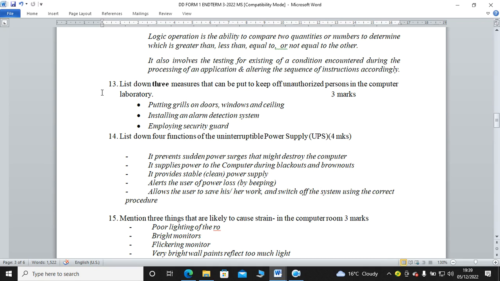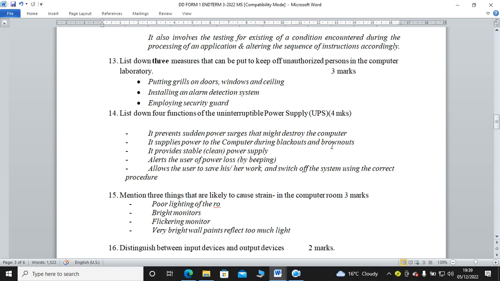Then question number 14. List down 4 functions of an uninterruptible power supply unit, or UPS. You have your 4 marks. UPS prevents sudden surges that might destroy the computer. You will notice that when power is flowing, there are over voltage and under voltage. This one affects the computer. So when you install a UPS, it provides stable, clean power.